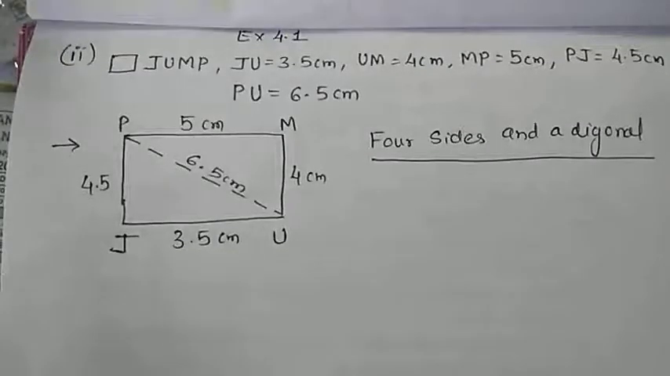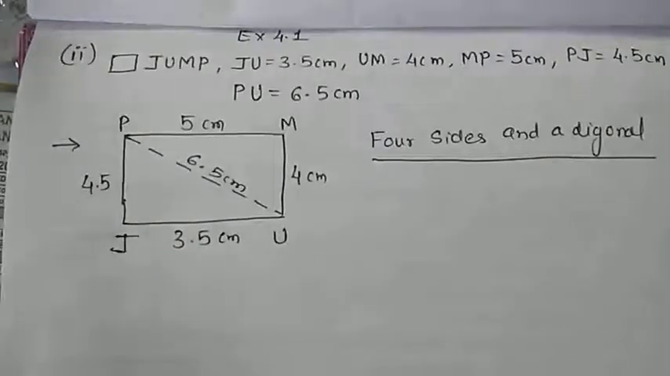Question number 1 we have done. Now we are proceeding further for question number 2, exercise 4.1. Here you will find we want to construct a quadrilateral JUMP and measurements are given. So 4 sides are given and a diagonal given. Similar to the previous, that is first question.